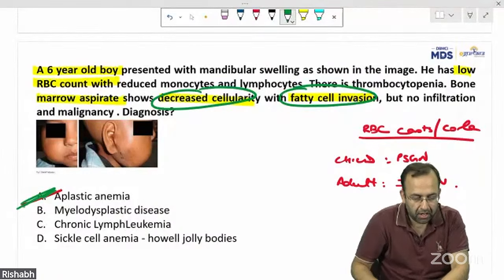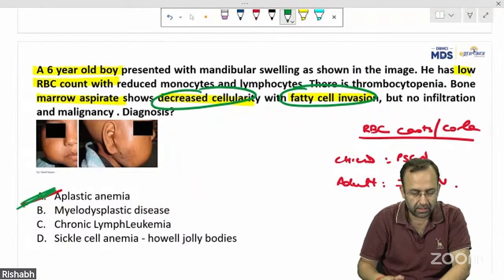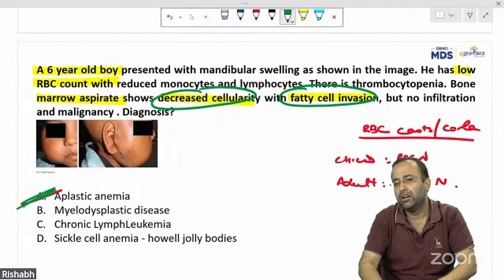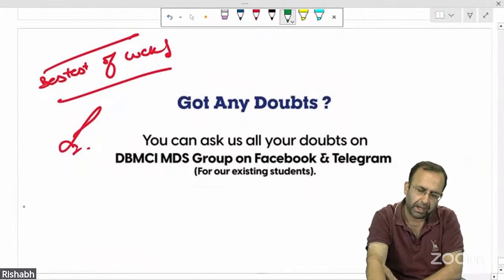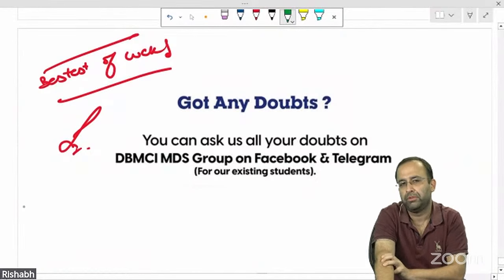Done, done. So this takes care of the path and micro part. We had around 15, 16 questions combined, around 16 to 17 combined from this.